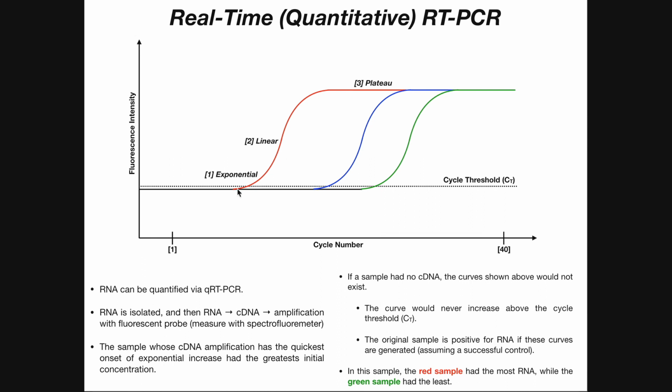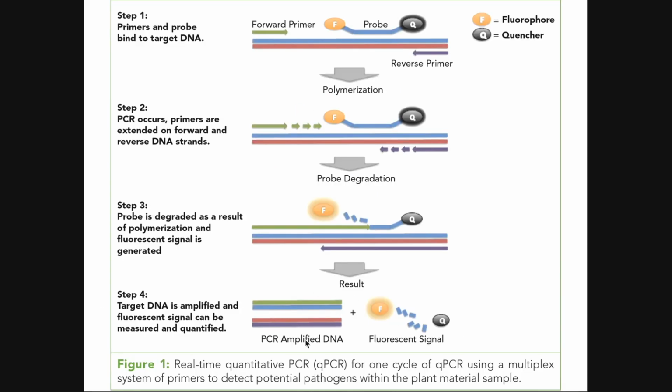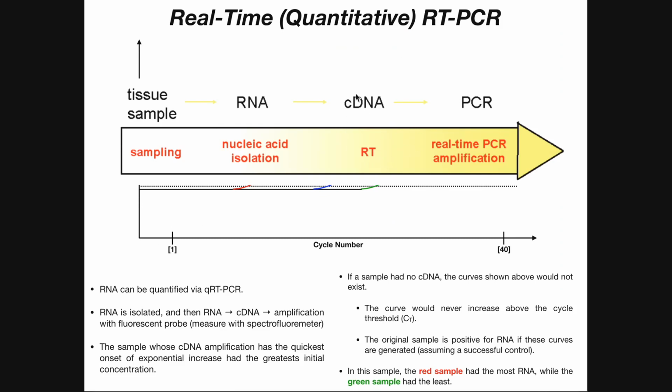Now what does this mean? It means that because we're seeing all this fluorescence, that means we have viral DNA. If we have viral DNA, we had viral RNA before that, and if we had viral RNA, we likely had the virus, and there was an infection.